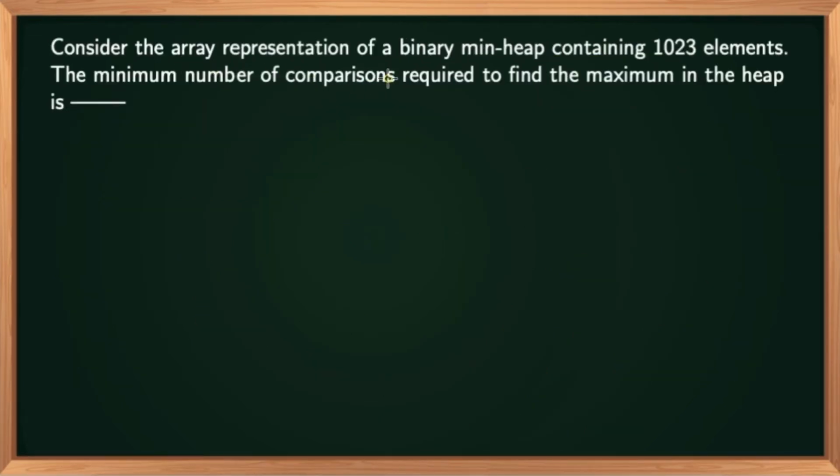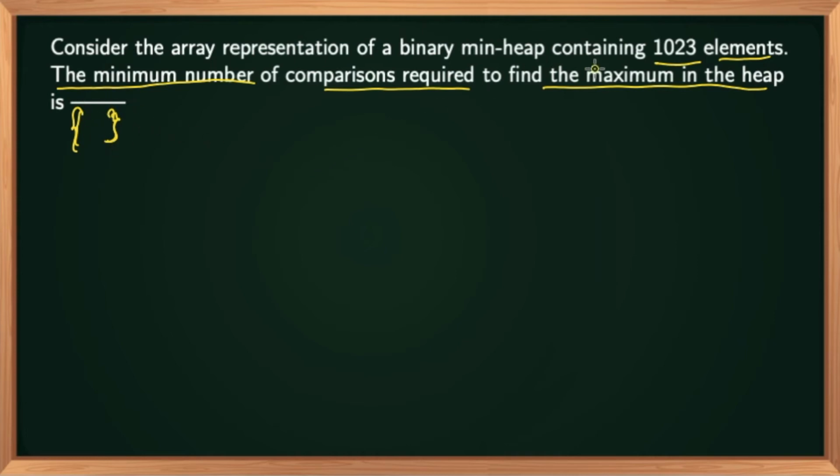Consider the array representation of a binary min heap containing 1023 elements. The minimum number of comparisons required to find the maximum in the heap is dash. So note that we have to have an exact value here. We are not expecting the approximate value. We have to find the exact number of comparisons, minimum number of comparisons, and that should be the exact number.